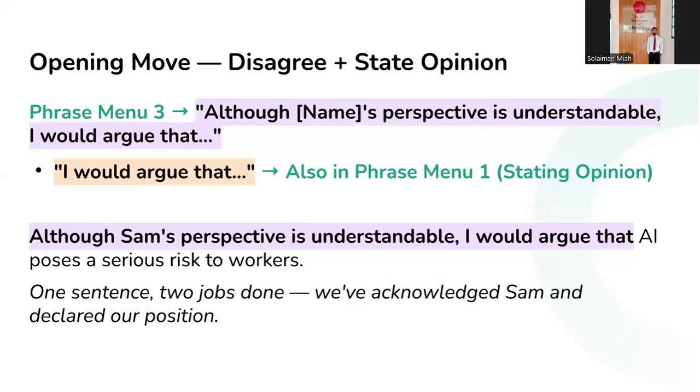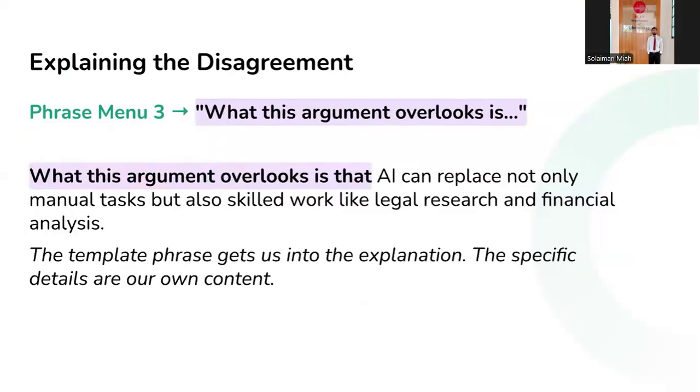So our opening becomes, although Sam's perspective is understandable, I would argue that AI poses a serious risk to workers. One sentence, 2 jobs done. We've acknowledged Sam and declared our position. When you only have 10 minutes, that kind of efficiency counts. Now we need to explain why we disagree with Sam. The disagreeing menu has another useful phrase here.